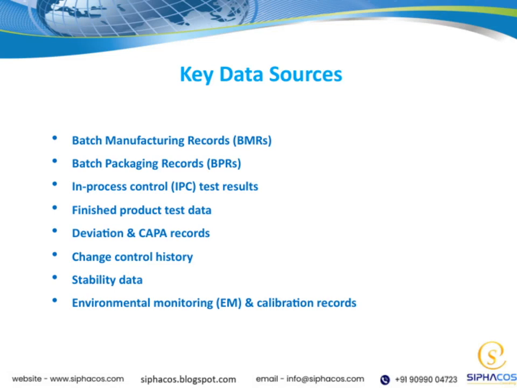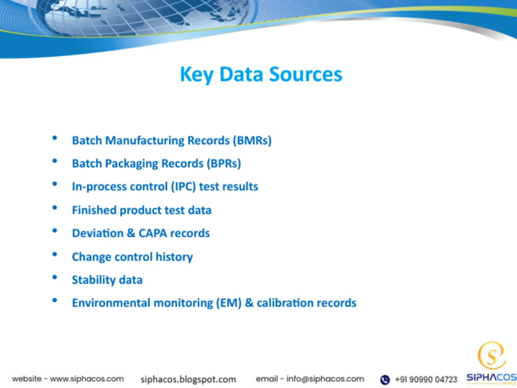quality and compliance. First, we have batch manufacturing records, or BMRs, which document every step of the manufacturing process for each batch. Then there are batch packaging records, or BPRs, that detail the packaging operations. In-process control, or IPC, test results are crucial because they give us real-time data during production to ensure everything stays within specifications. Finished product test data provides a comprehensive analysis once the product is complete, confirming its quality and safety. Deviation and CAPA records track any issues that arise and the corrective actions taken to address them.